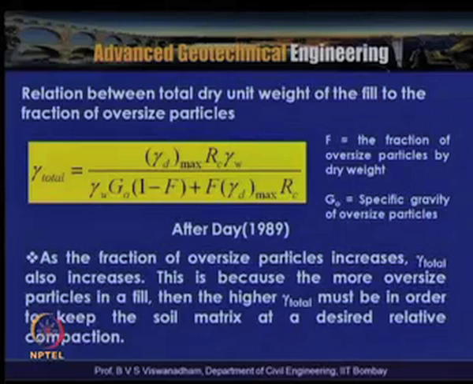So, by using this expression and the discussion, it is possible to account for the presence of oversized particles in the soil matrix. This needs to be considered if you have particles which are more than 19 mm, or retained on the 19 mm sieve, while testing field density by using the sand density method, that is, the sand cone method.